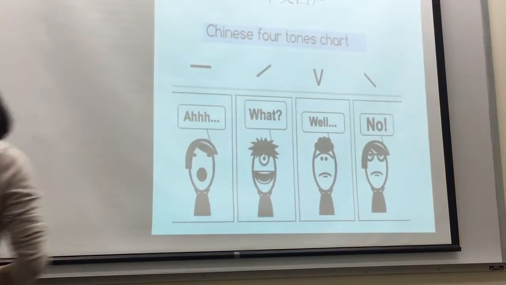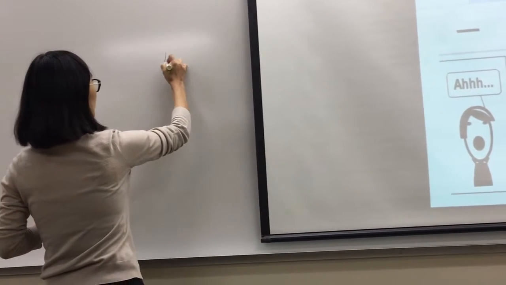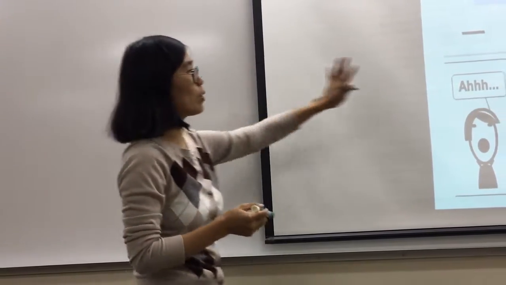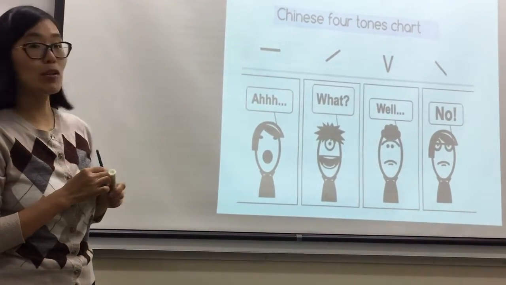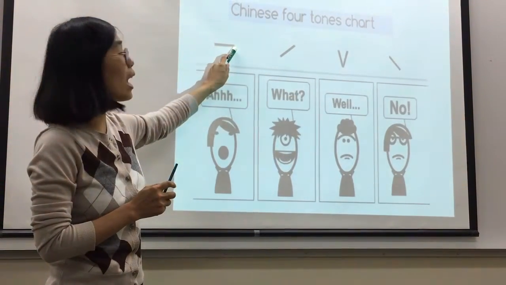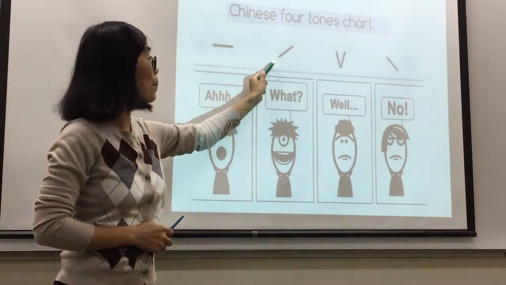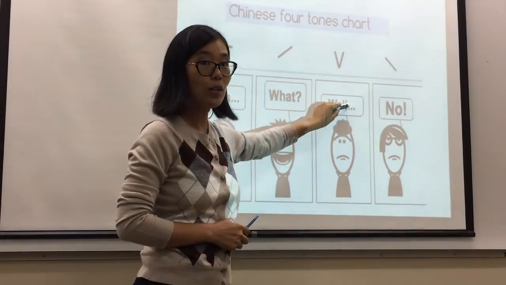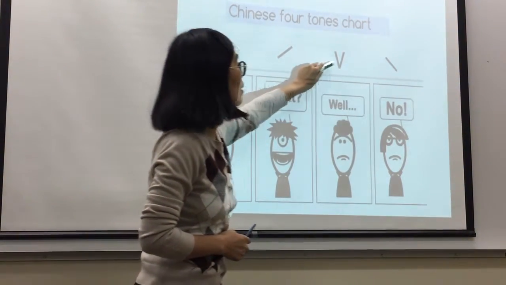And now we can use one Chinese syllable, Chinese pinyin, to practice its four tones. 八 we can use ba, using four pinyin tones to practice this pinyin. So now please practice these tones with me. Ba, ba. What? Ba, ba. Well, ba, ba. This one is very hard.